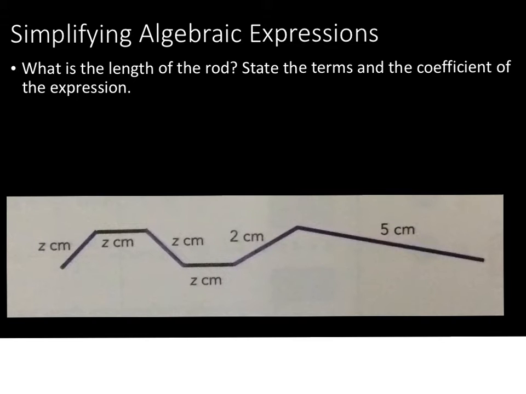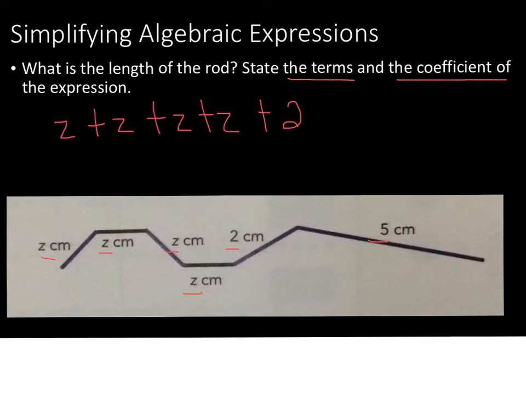Alright, let's look at another one. This says, what is the length of the rod? State the terms and the coefficient of the expression. So if we want to know the length of the whole rod, we've got to add up all those different lengths. So here I have z plus z plus z plus z plus 2 plus 5.